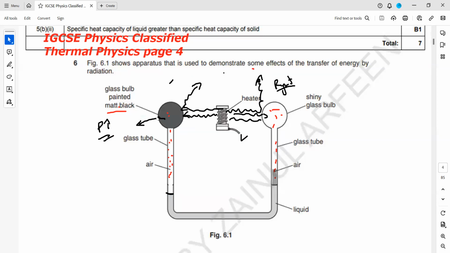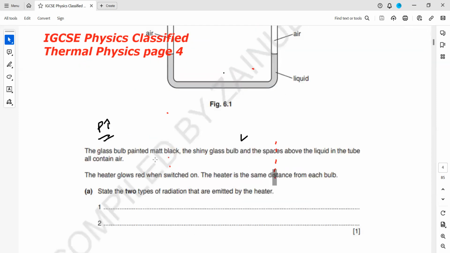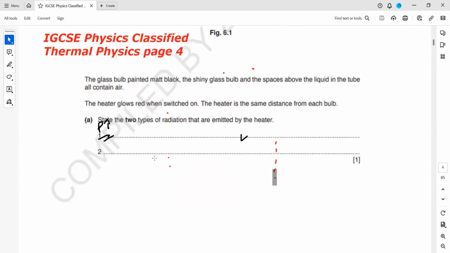So now the question is: the glass bulb painted matte black, the shiny glass bulb and the space above the liquid in the tube all contain air. The heater glows red when it's switched on. The heater is at the same distance from each bulb. State the two types of radiation that are emitted from the heater.